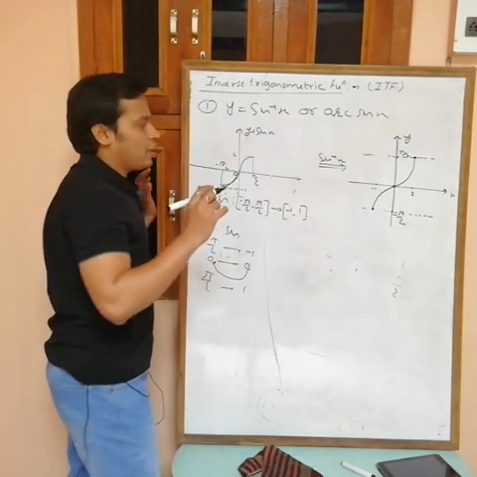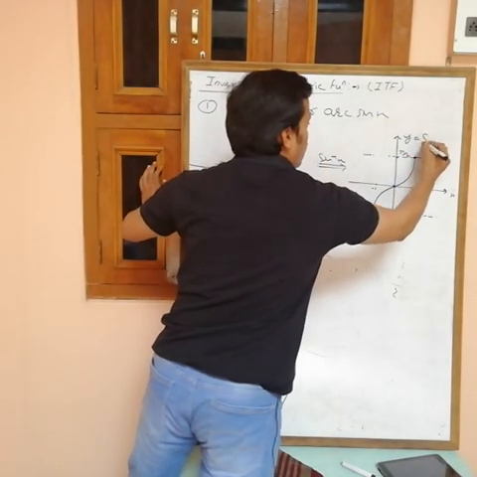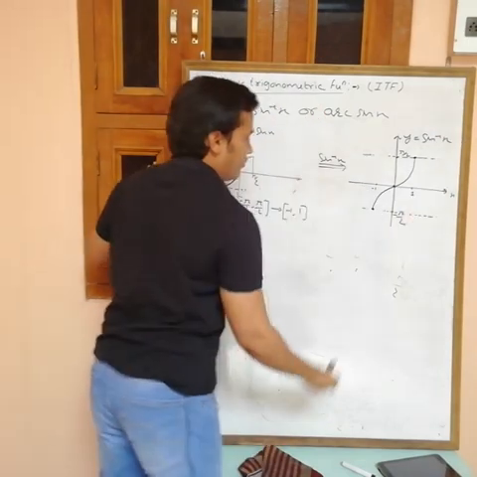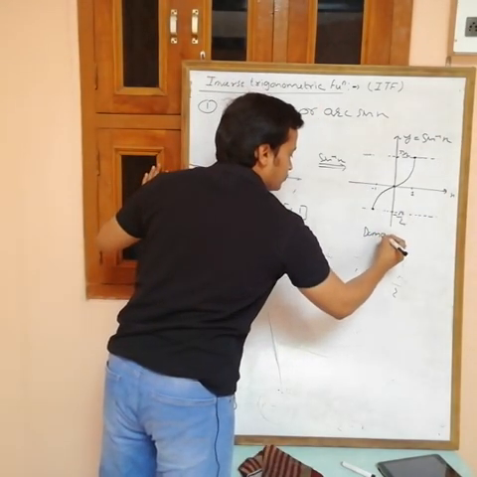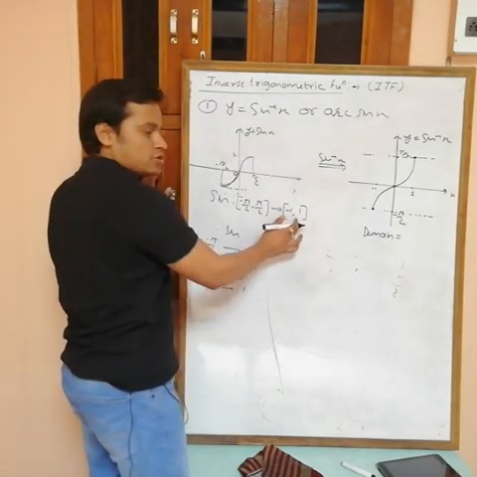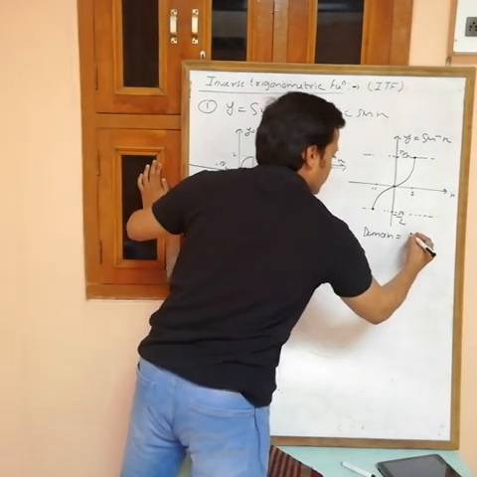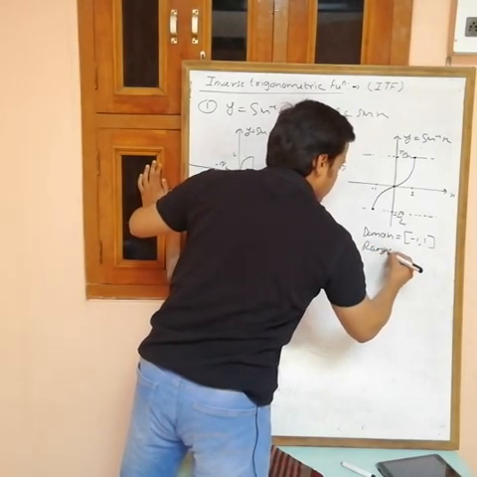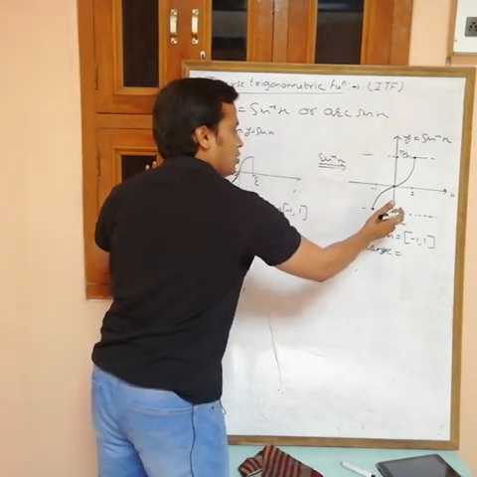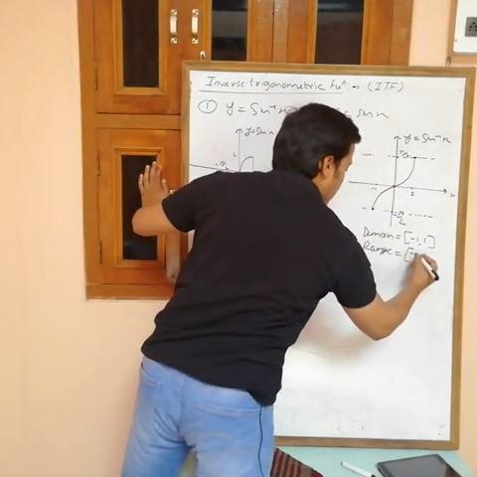Okay, this is the graph of sine inverse x, y equals sine inverse x. The domain of sine inverse x is the range of sine, so minus 1 to plus 1. The range is minus pi by 2 to plus pi by 2.